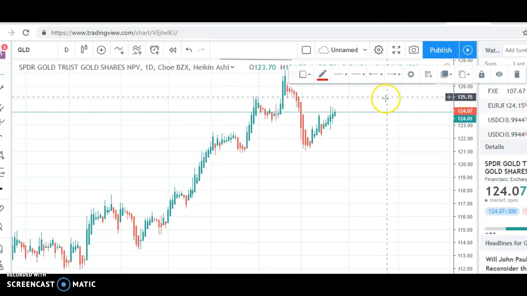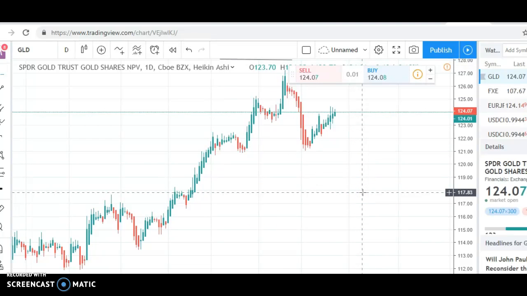So we're expecting gold to still move up, because the dollar is getting weak. It's still going to be moving up on the daily time frame. Yeah, absolutely, it's going to be moving up.